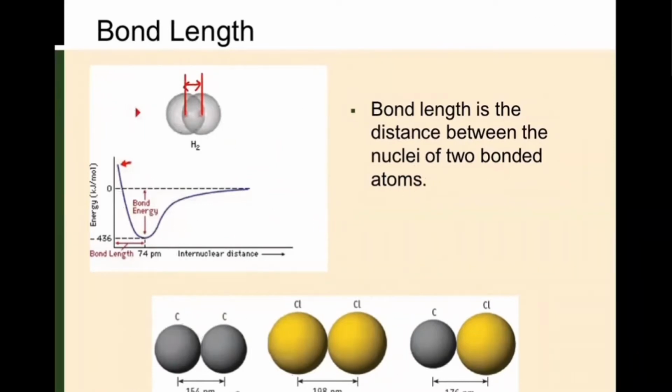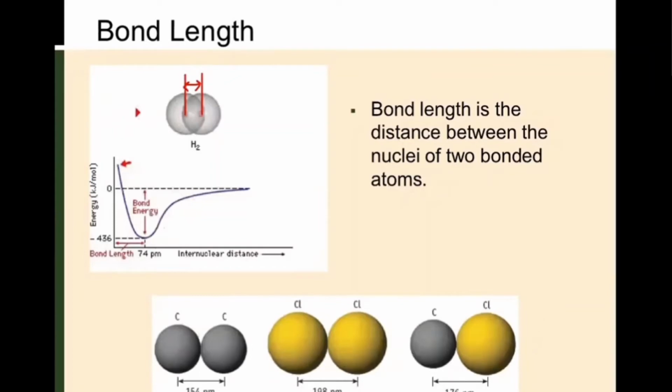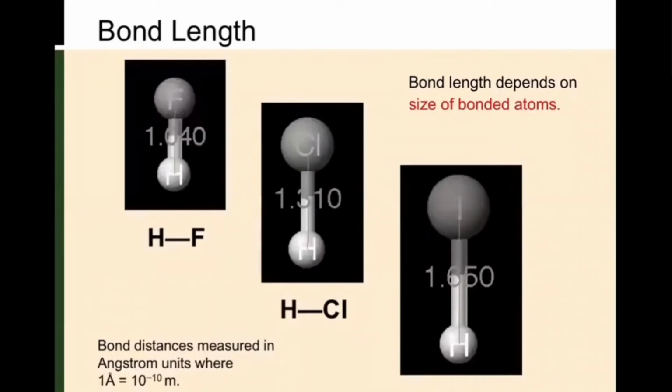See here it varies for carbon, for chlorine, and then for carbon and chlorine, it is somewhere in between the two. Bond length then depends on the size of the bonded atoms. It also depends somewhat on the electronegativity of the two atoms, and also a little bit on the bond order. So here HF is about 1.040 angstroms. What an angstrom is is written down here. It's 1 × 10⁻¹⁰ meters.